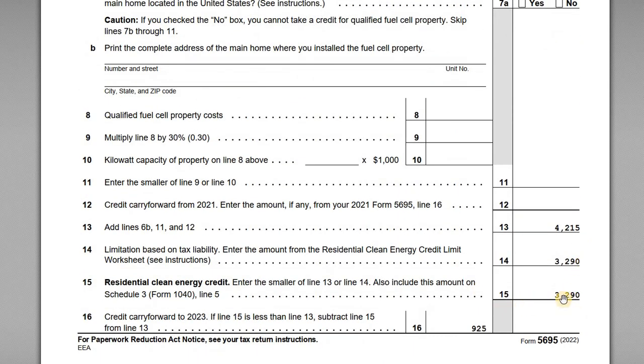So because the credit exceeds the taxes owed, the actual amount of credit he gets to claim for this year is just equal to the amount of tax. So $3,290, and then the difference, $925, is carried forward to 2023. So when John does his 2023 tax return, he needs to carry forward this $925 amount.